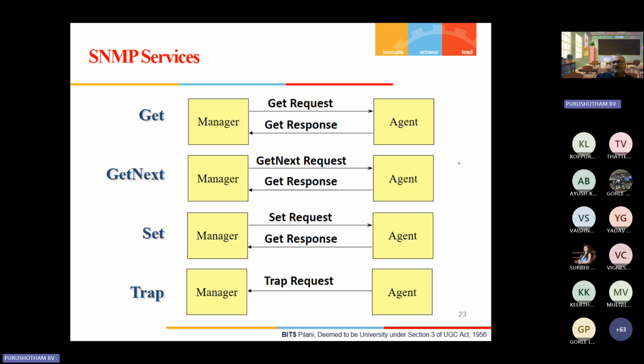The get request and get response will be issued by the agent. Get next: the manager will issue the get next request. Now the agent will respond back with the help of get response. Set request: the manager raises the set request. The agent is going to write that and give a response back to the manager. Trap is only unidirectional, from the agent to the manager, for example whether the link is up or down.